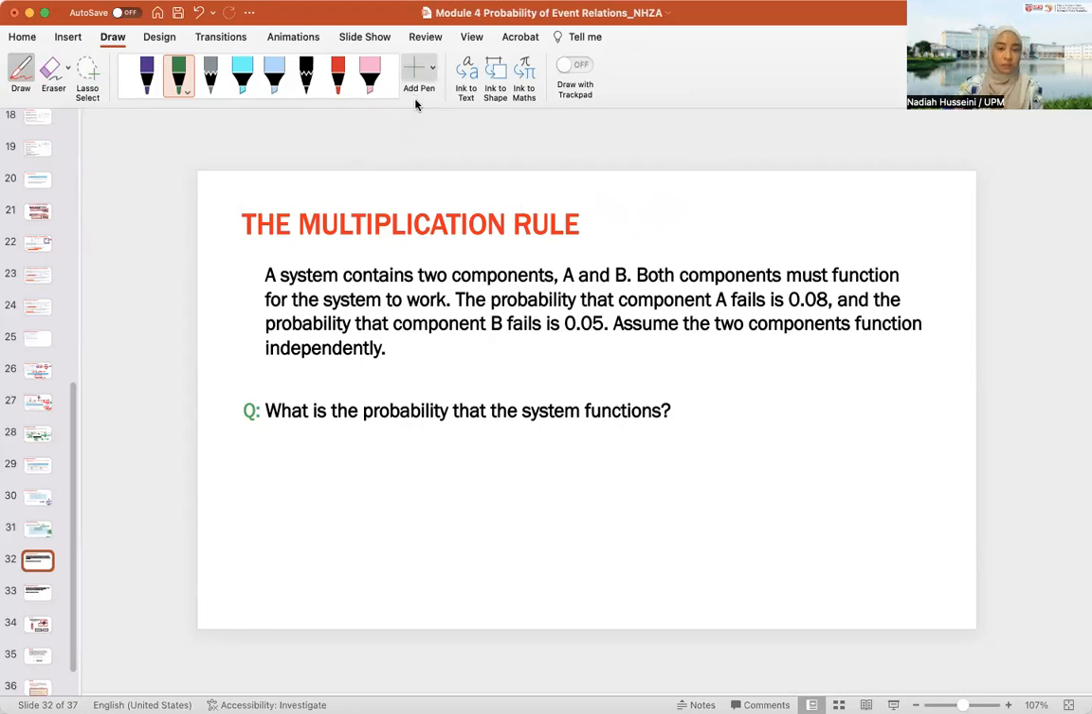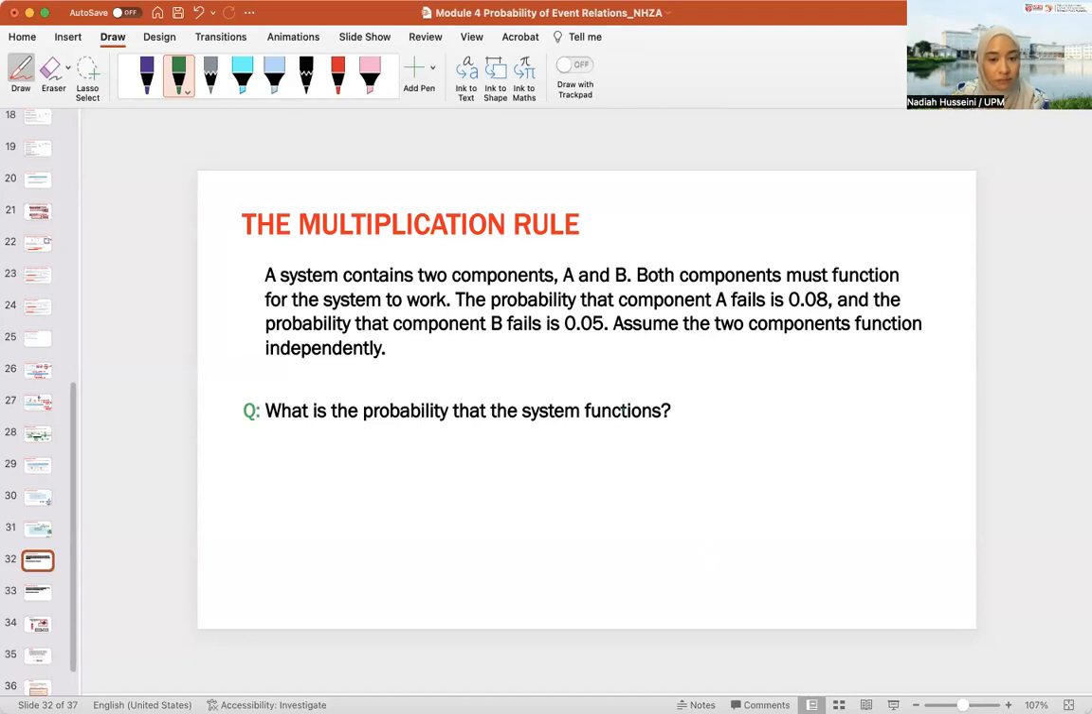Okay, never mind. Okay, the multiplication rule: the system contains two components, A and B. Both components must function for the system to work. The probability that component A fails is 0.08. So we want them to work, but they're giving us the probability for component A to fail. And the probability that component B fails is 0.05. Assume the two components function independently. So we have two independent events, right? So what is the probability that the system functions?